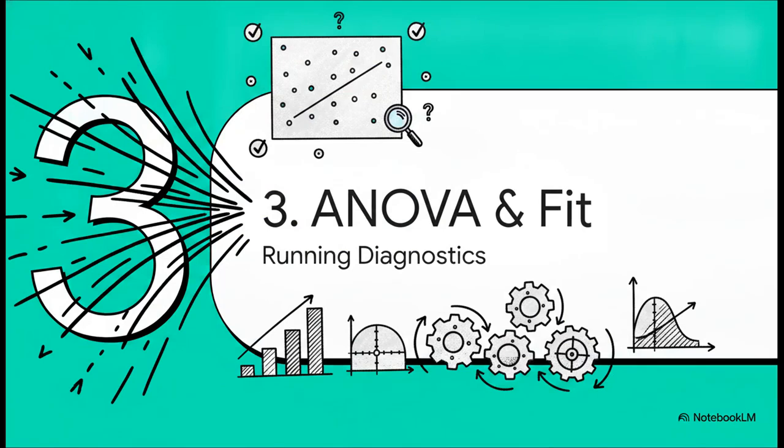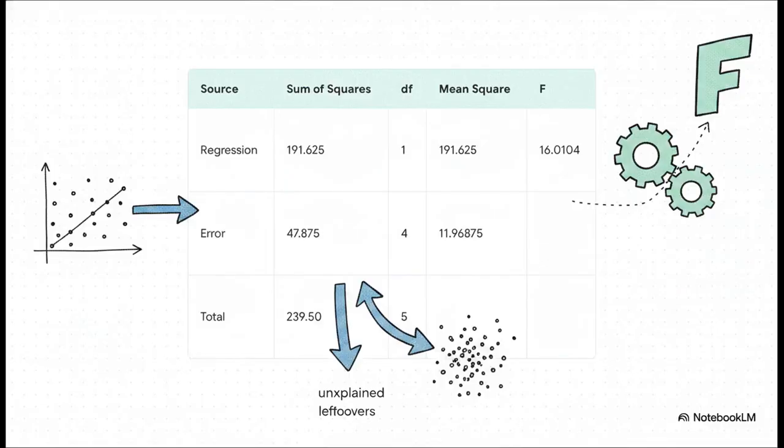All right, Section 3. ANOVA and goodness of fit, running diagnostics. This analysis of variance, or ANOVA table, is honestly the absolute best way to organize all of our math. It shows exactly how total variation splits up into the variation we can actually explain and the error we can't. The sum of squares total sits right at the bottom. Our model decomposes that total into the regression row, which is what our model successfully explains, and the error row, representing the unexplained leftovers. By looking at the ratio between the mean square regression and the mean square error, we derive our F-statistic. This is the ultimate test that tells us if our model as a whole is statistically significant.